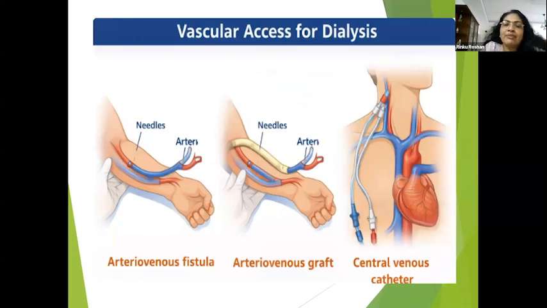As you know, these are the vascular access types for dialysis. The first one, as we said, is the AV fistula, the arteriovenous fistula, which is very common. The second one is the arteriovenous graft. The third one is the central venous catheter.